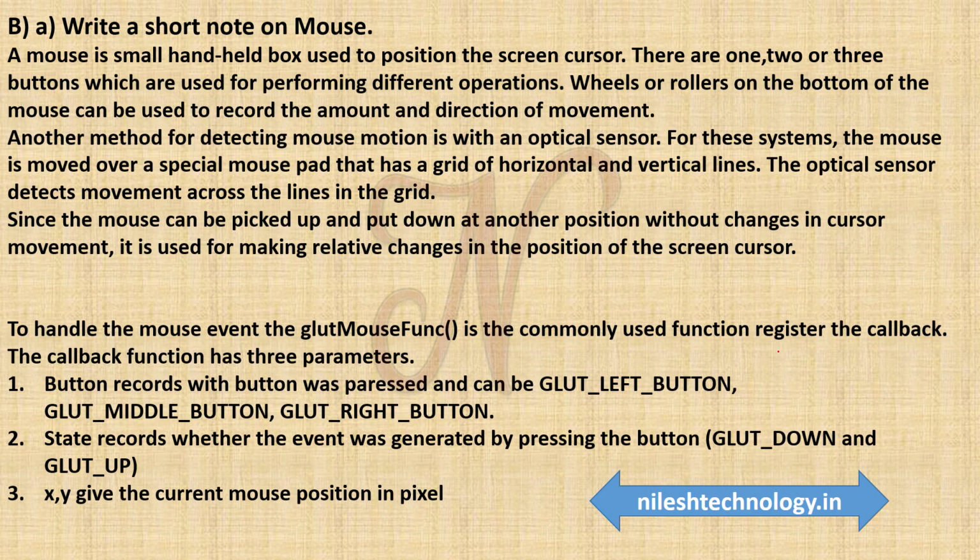Next question, number 4B. First question, write a short note on a mouse. See here, mouse is a small handheld device. This is the pointing device. There are 3 buttons: left, right and middle. By using this, we can select some data or perform some action. See here, this is a callback function, glutMouseFunc. Here there are 3 buttons: left button, middle button and right button. Down and up are the 2 actions. And x, y is the mouse position in pixels.